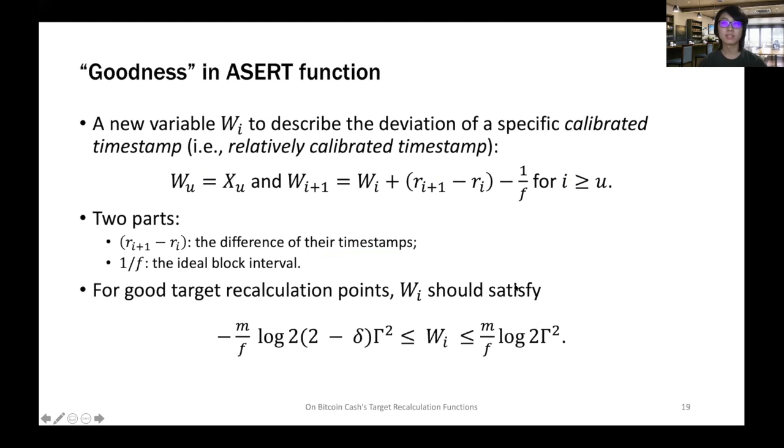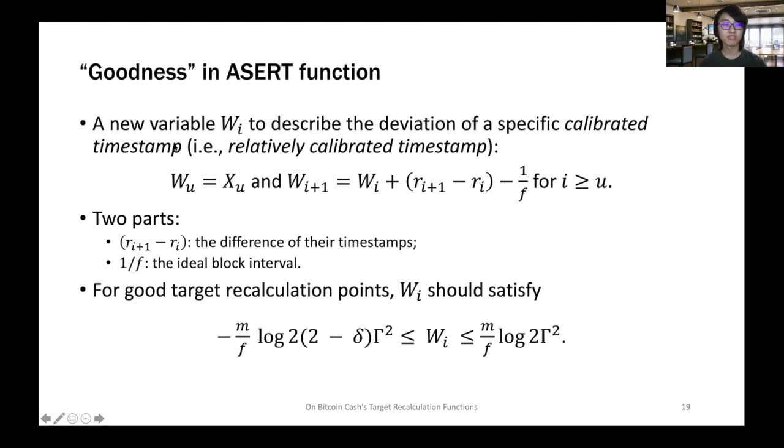So in our analysis, we still need something like a sliding window. In this sliding window, we associate all the blocks' timestamps with the timestamp of the first block. Recall that in the calibrated timestamp, we associate all the timestamps with the timestamp of the anchor block. Here we associate the timestamp with the first block in this sliding window, which we call the relatively calibrated timestamp. Because we can bound the party fluctuation in this sliding window, we have ways to remove the third term in the previous slide.